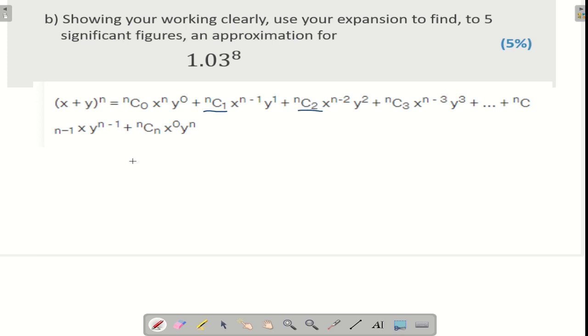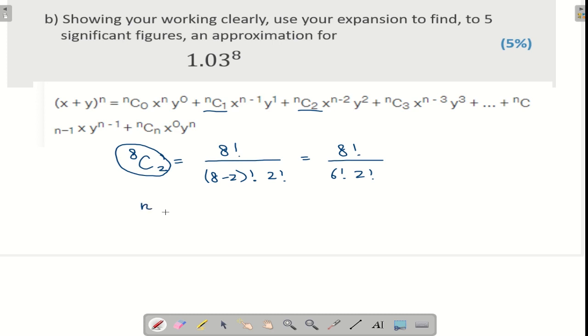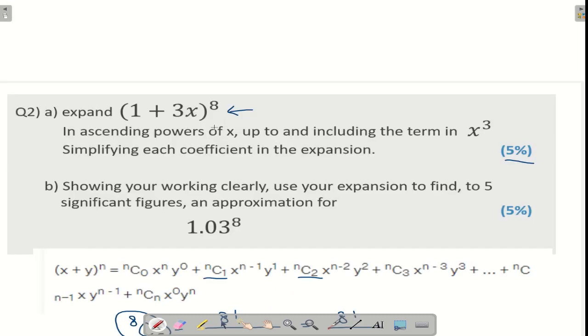For example, 8C2 is 8 factorial over (8 minus 2) factorial times 2 factorial, which is equal to 8 factorial over 6 factorial times 2 factorial. So nCr is n factorial over (n minus r) factorial times r factorial. Now we use this binomial expansion to expand (1 plus 3x) to the power of 8 up to the term in x cubed.